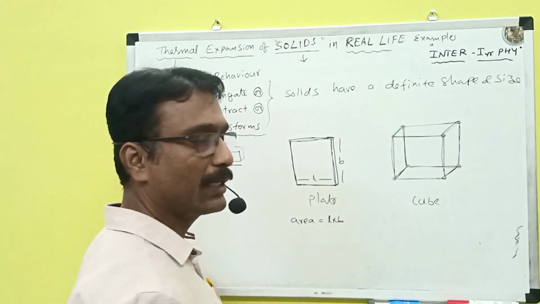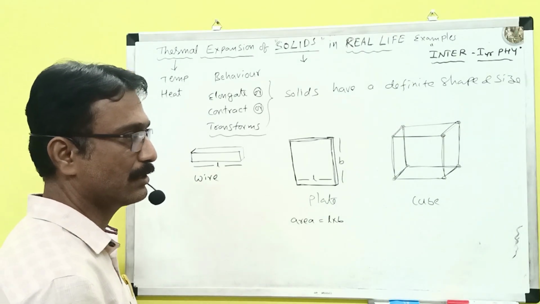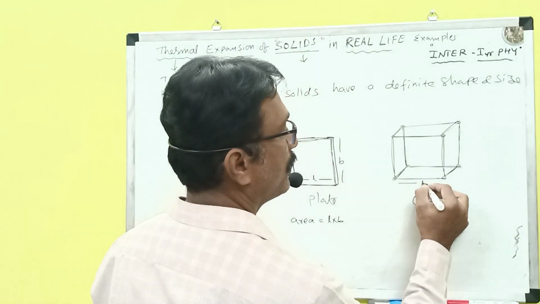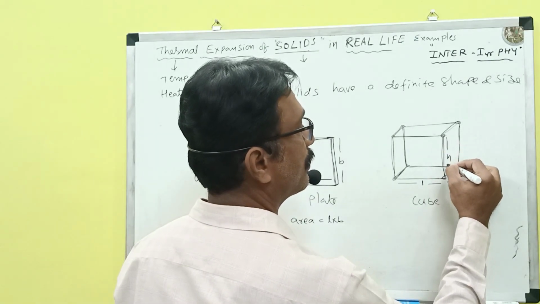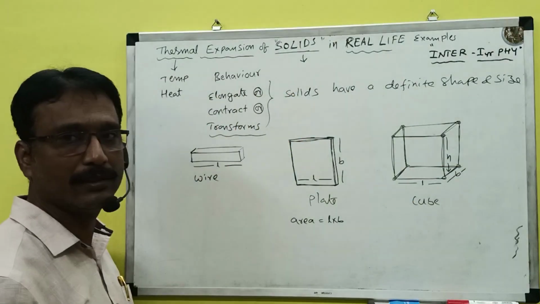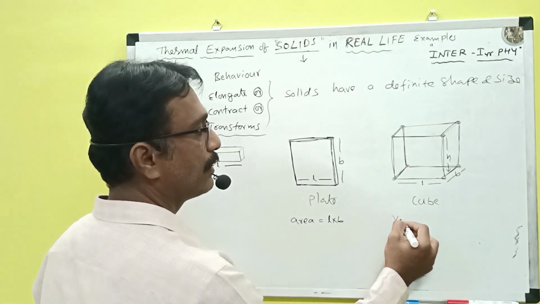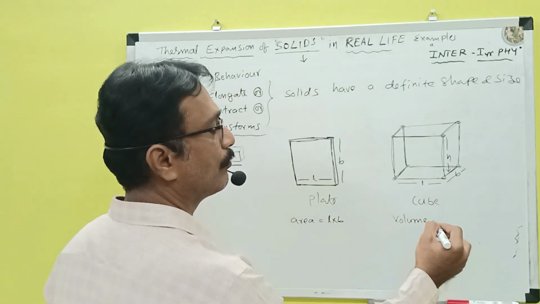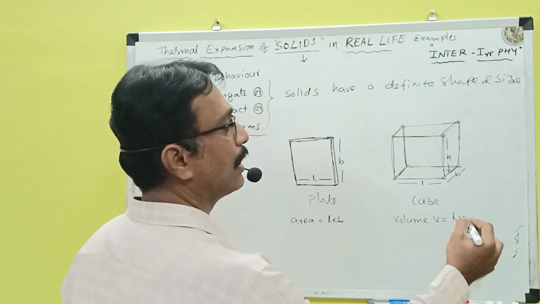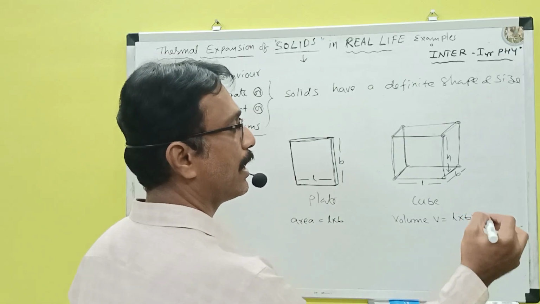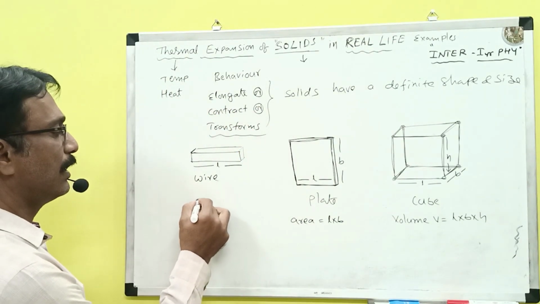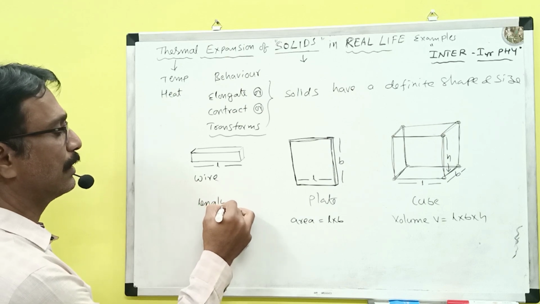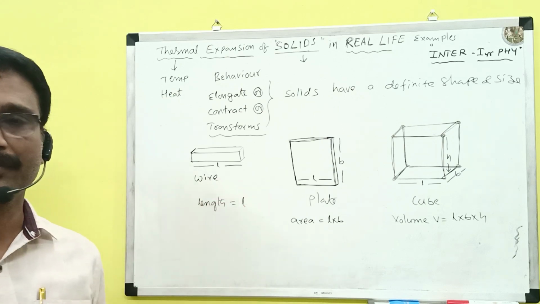In the case of a cube, it has three dimensions. So length will be there, breadth will be there, and the height will be there. We can write it here: volume V is equal to length into breadth into height. And in the case of the wire, only length will be there. Length is equal to L.